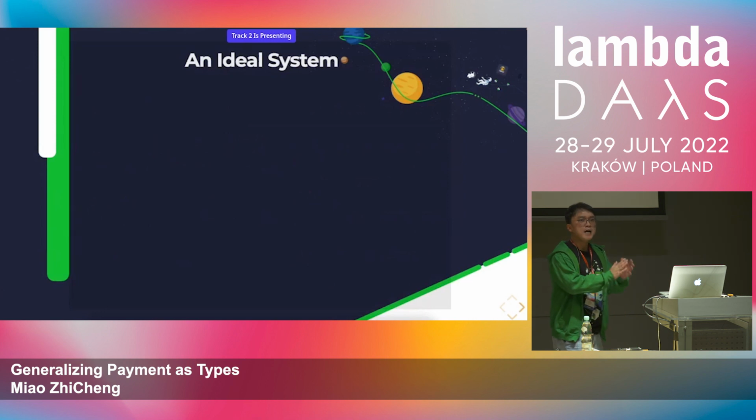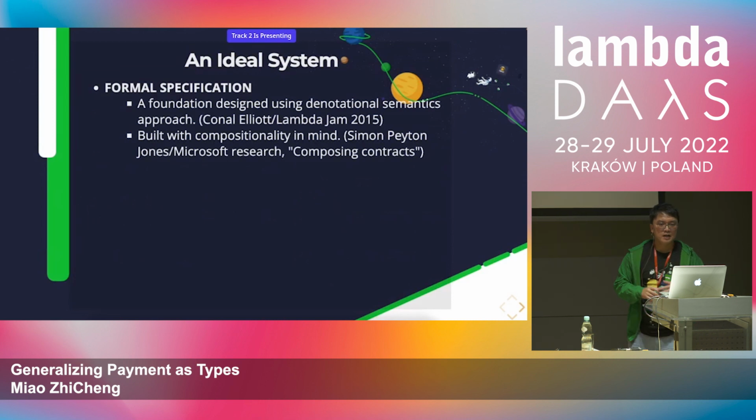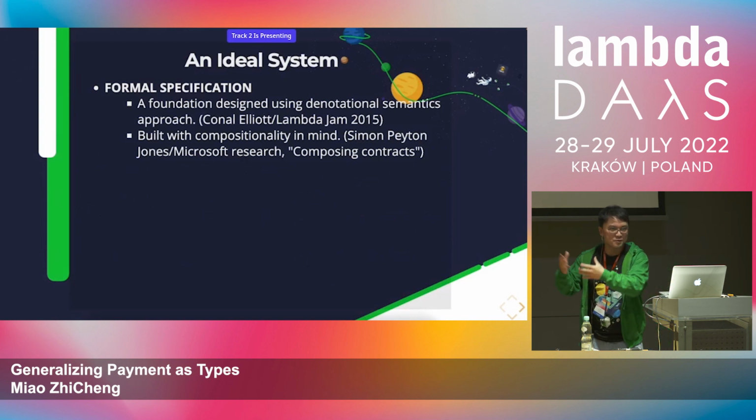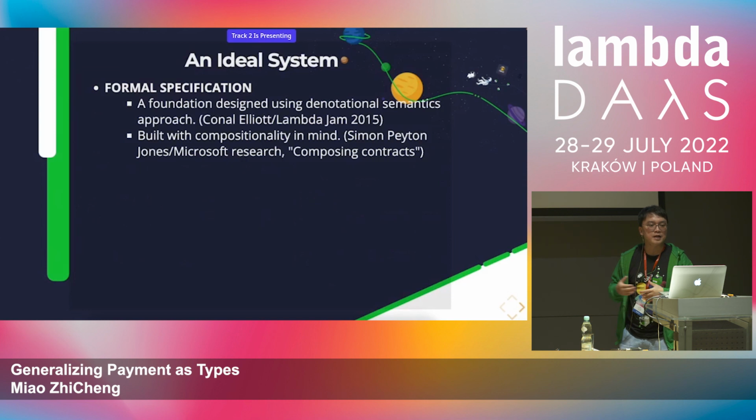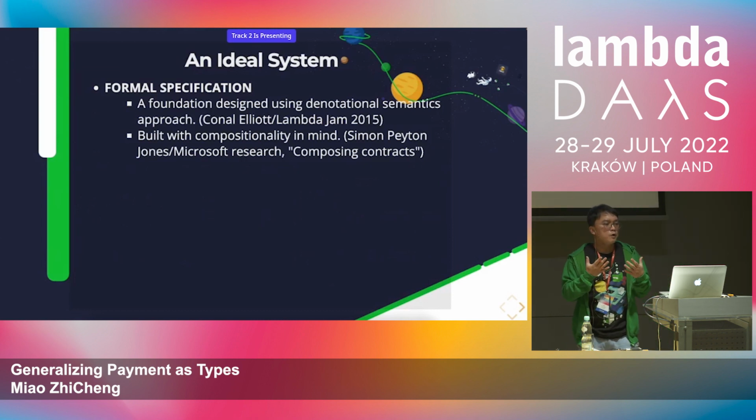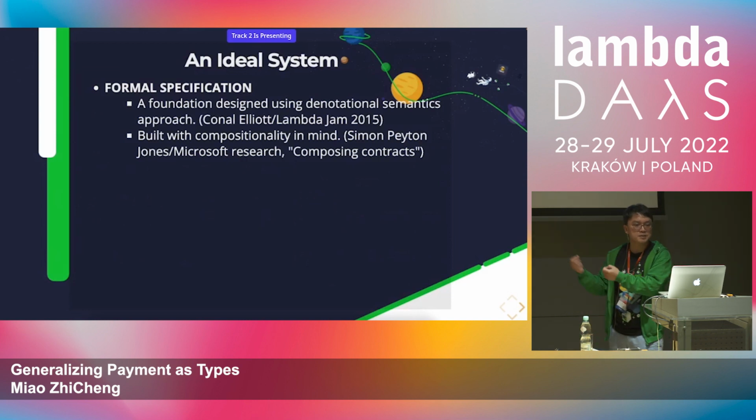So what is the ideal system here? What do we want, right? Let's see. A formally specified version, right? So a foundation designed using a denotational semantics approach, right? That's what I think it should ideally be. I mean, we can borrow the idea from Conal Elliott again. There's a wonderful video from him at Lambda Jam 2015. You could watch it later. It also was built with compositionality in mind. We're at a functional programming conference, right? So this is a magical part. If you can make such a system, that'd be great.